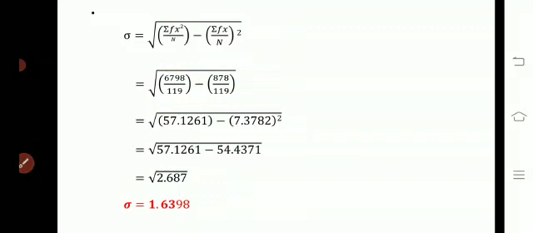Some more examples are there on this standard deviation that we will see in the next class. With that class we are going to complete the measures of dispersion, and then we are going to start the last part of this analysis of univariate data, that is moments, skewness and kurtosis.